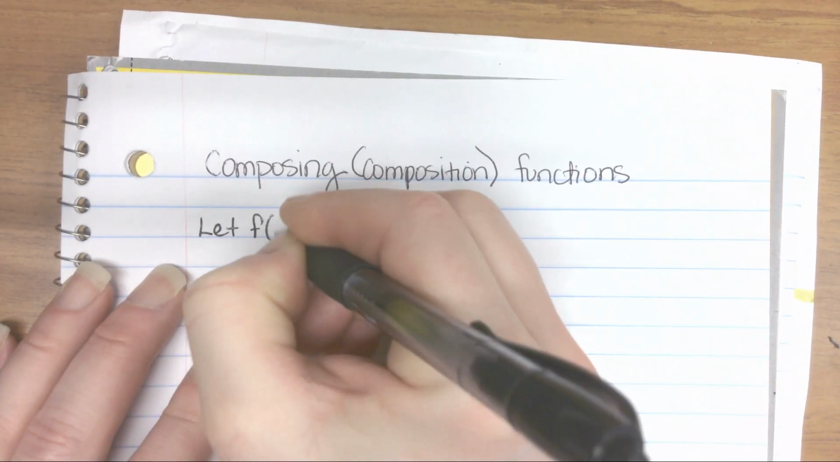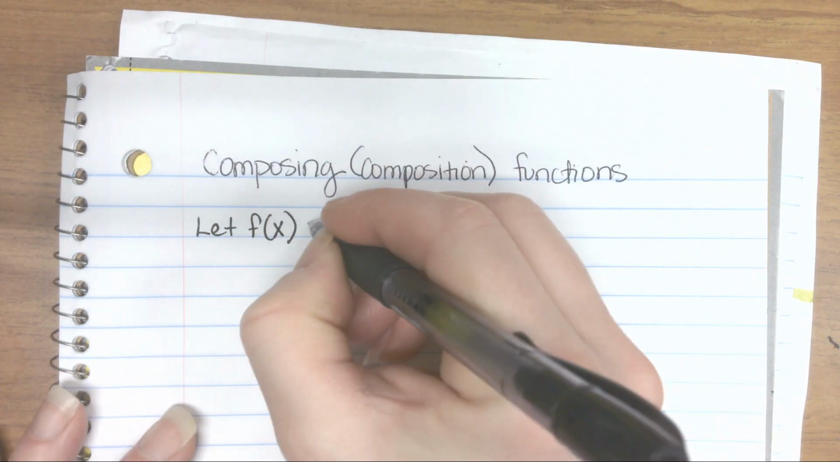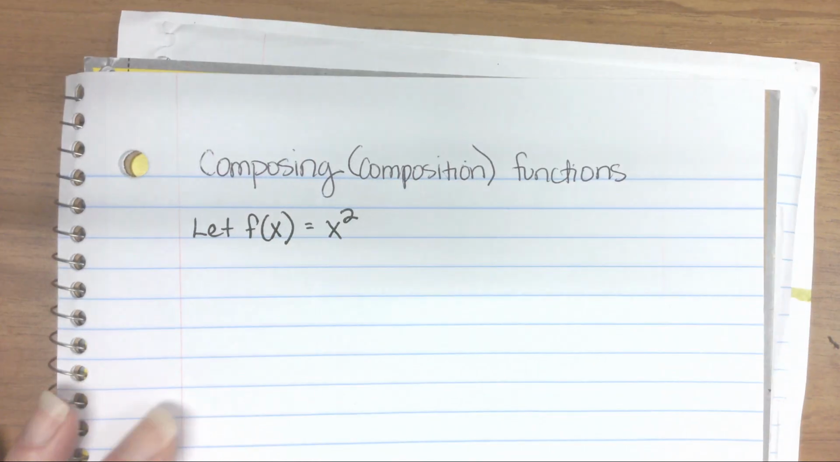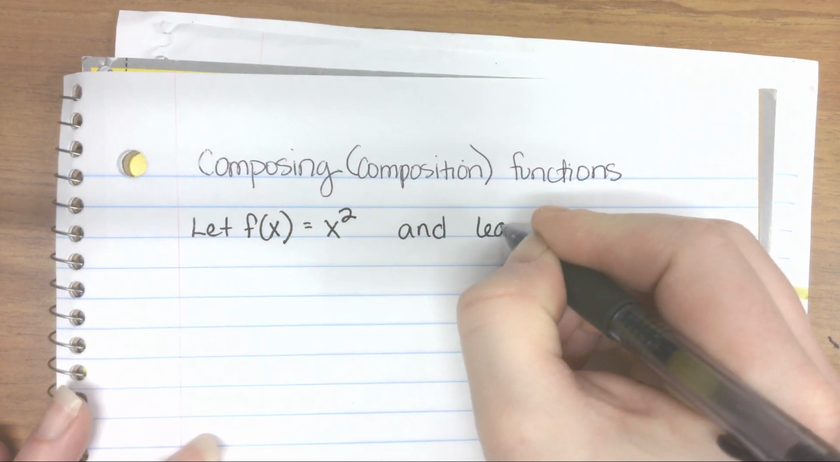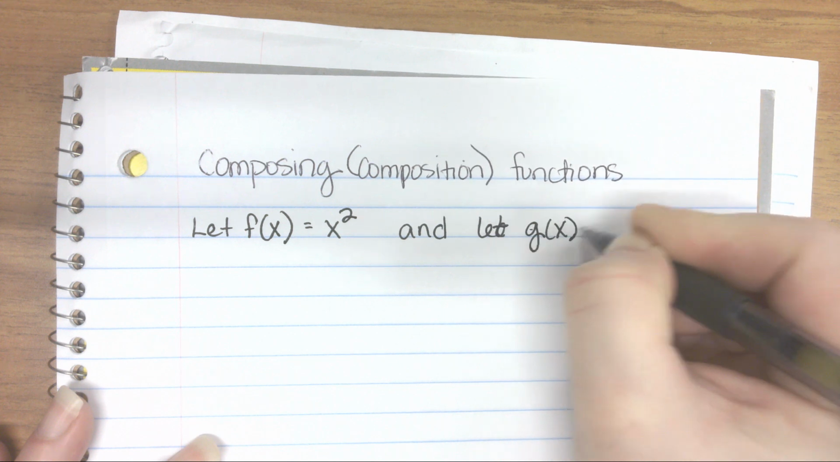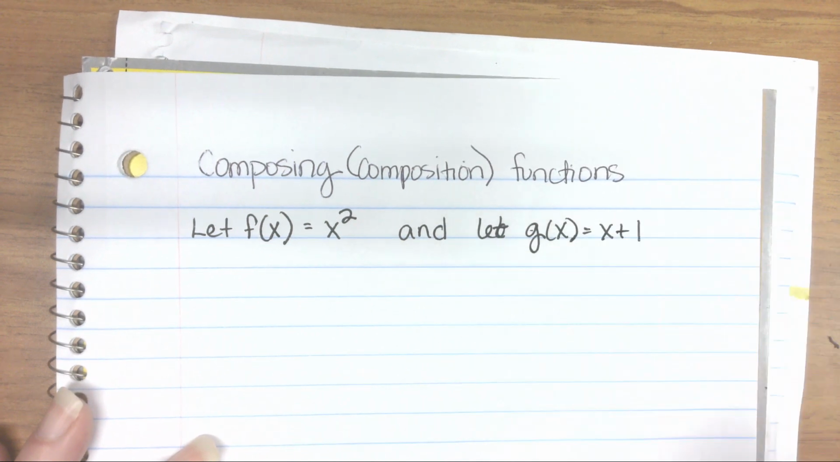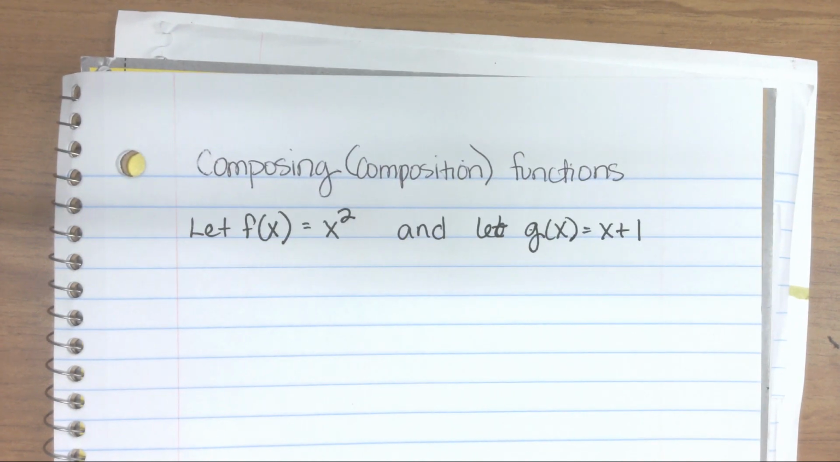So let's say I had a function, we'll call it f of x, and the function f of x was squaring something, okay? And then I have a different function. So we're gonna let g of x equal x plus 1. So the function g of x is x plus 1. All right.